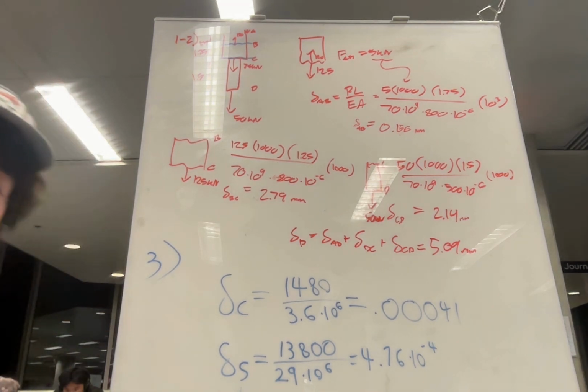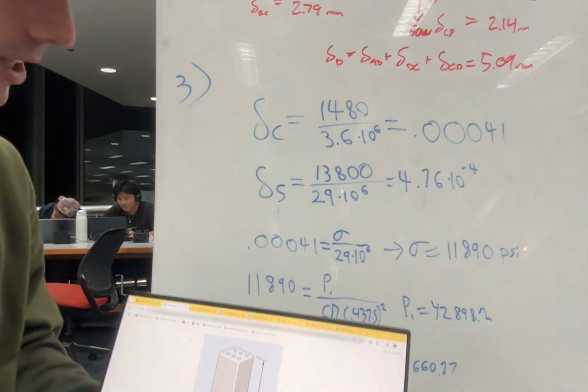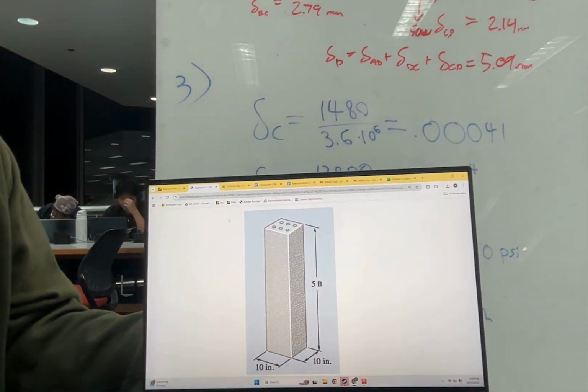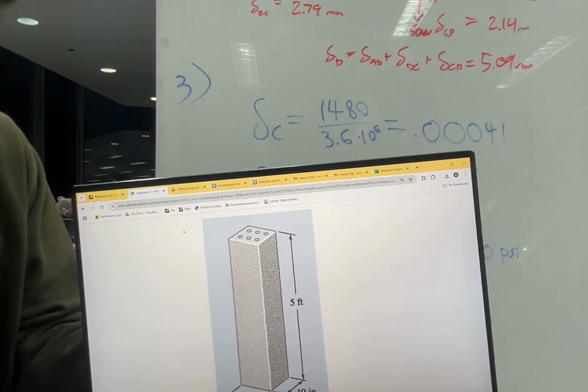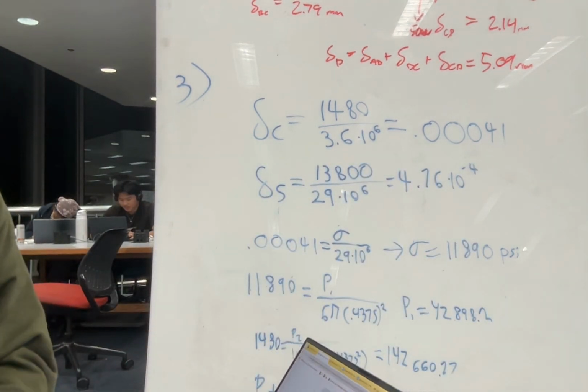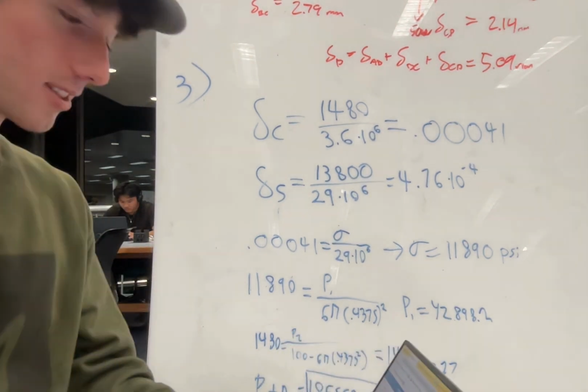All right, I'm going to show you number 3. I didn't draw it, so I'll just show you. This is the diagram of what we're working with, so keep this in mind. It's a concrete beam with 6 steel support beams within it. It's a great drawing, I made that myself.